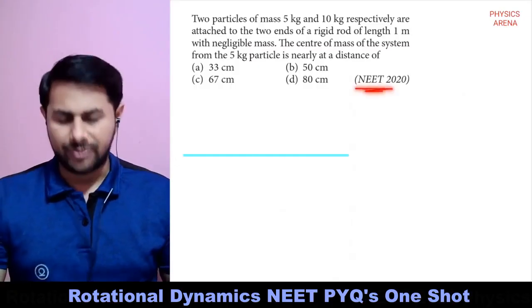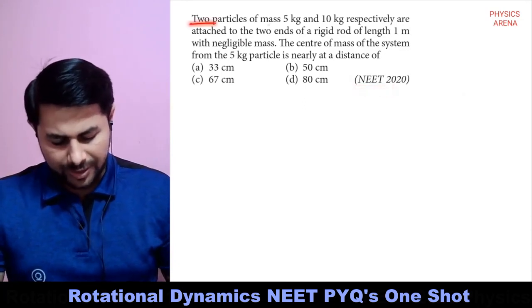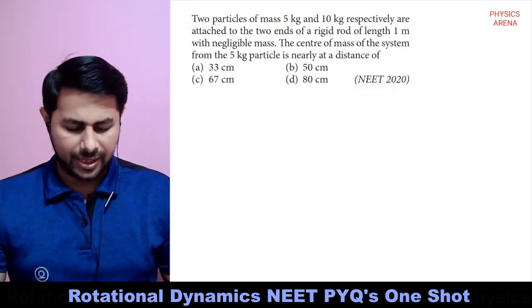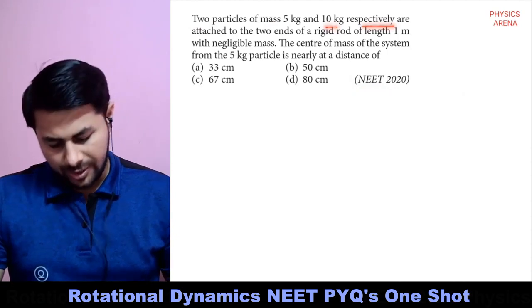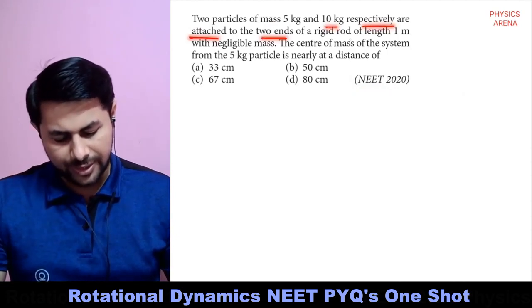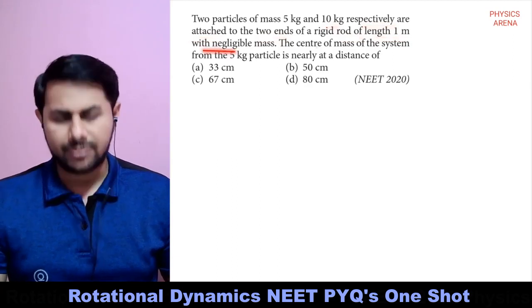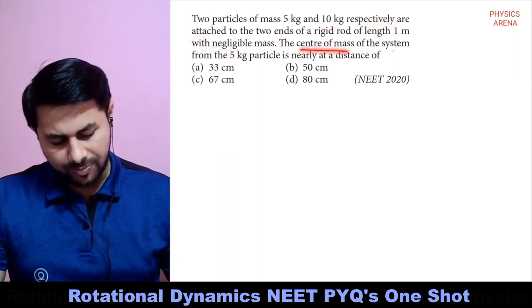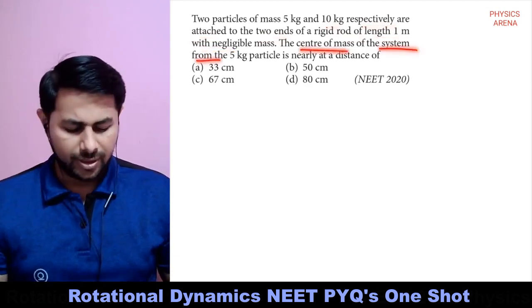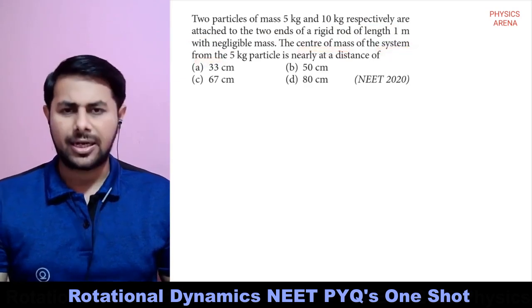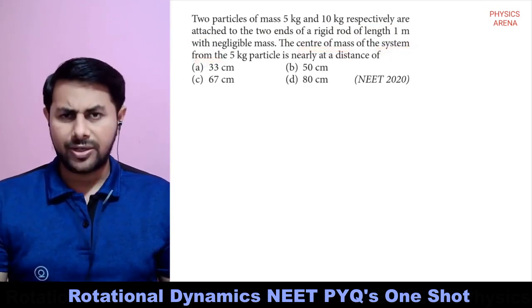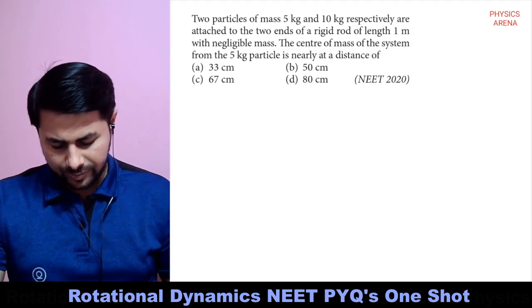This is from NEET 2020. Two particles of mass 5 kg and 10 kg respectively are attached to two ends of a rigid rod of length 1 meter with negligible mass. The center of mass of the system from the 5 kg particle is nearly at a distance of. This is a very straightforward question.